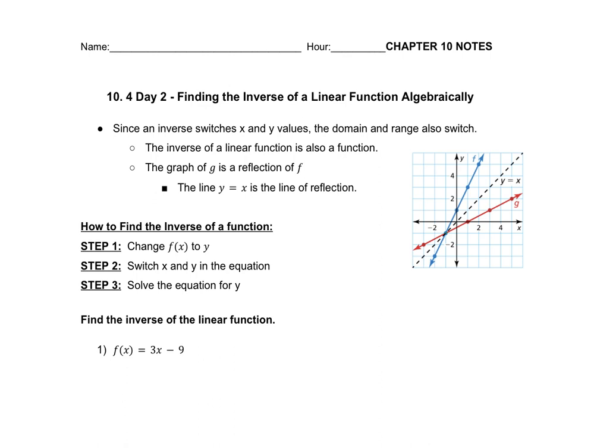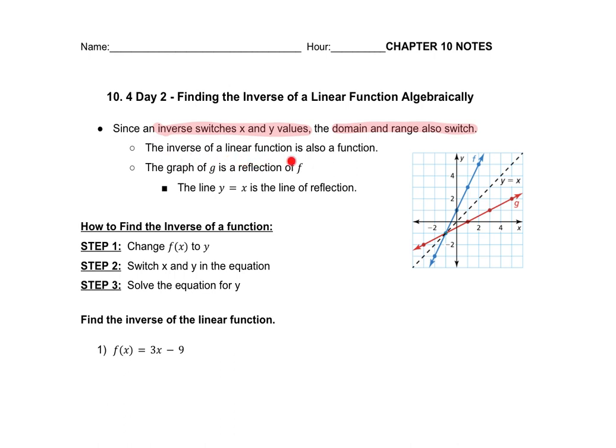So just to recap, the inverse does switch our x and y values, which means if our x and y values switch, then our domain and range also switch. Because if the x's were my domain and now they're my y's, then it makes sense that my domain will switch to my range. And so it'll flip-flop.